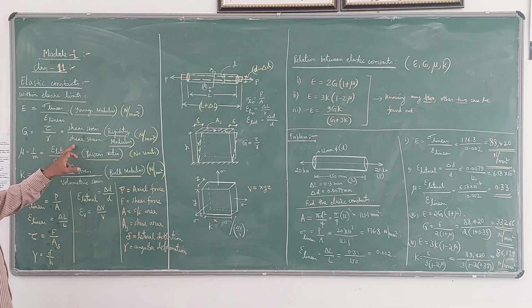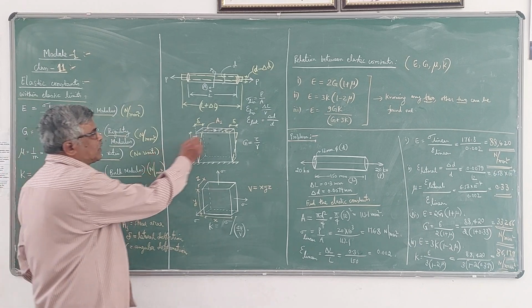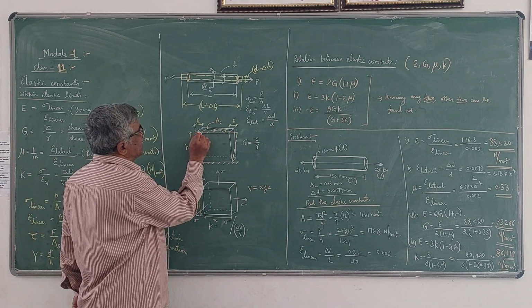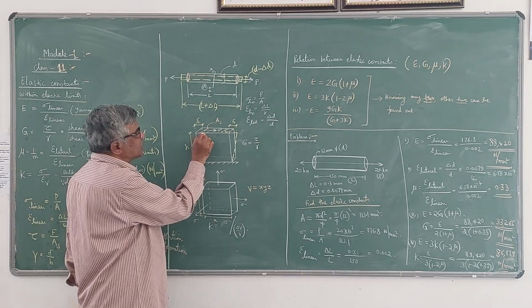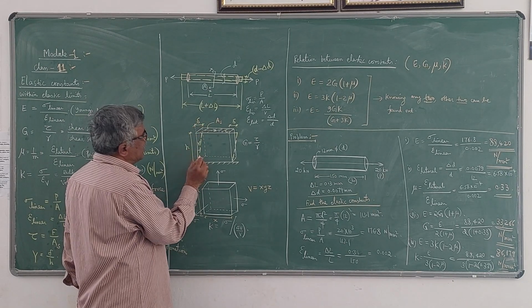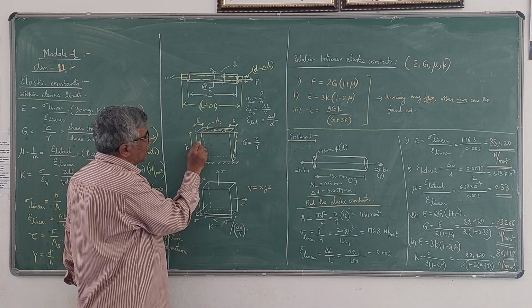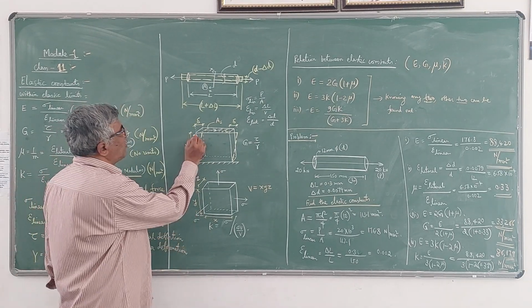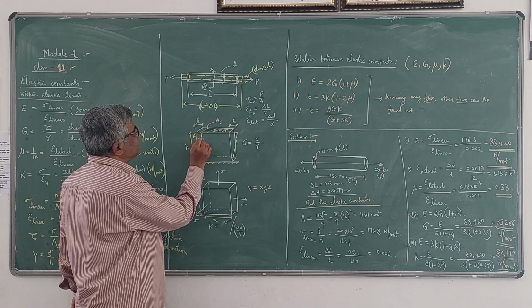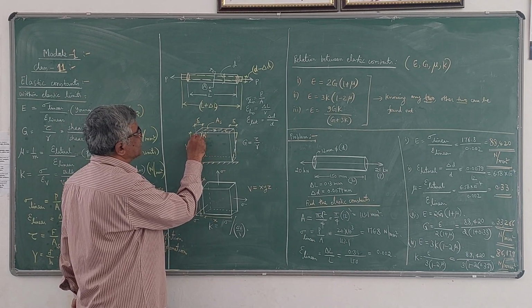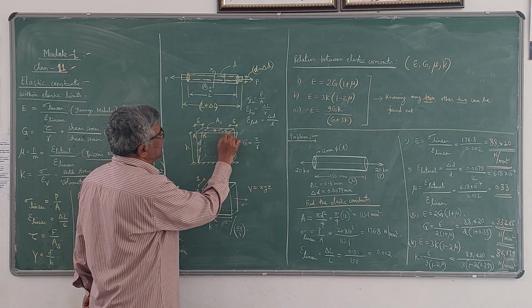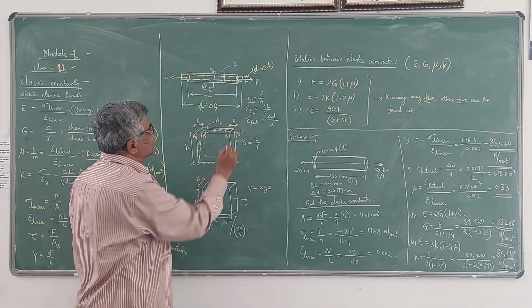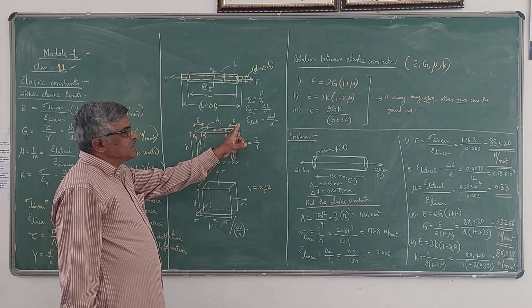Shear strain means the angular deformation. If the force is acting like this, there will be a lateral deformation here, deflection delta, and an angle will be created here, gamma. This gamma is called the angular deformation. If this point is A, it gets shifted to A dash. Similarly, if this point is B, it gets shifted to B dash. This I have explained in the earlier classes. So this A dash or B dash is delta.